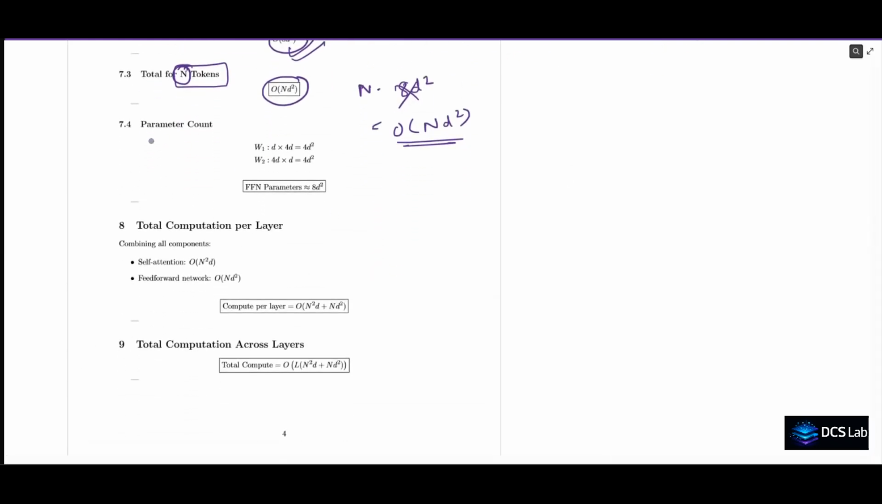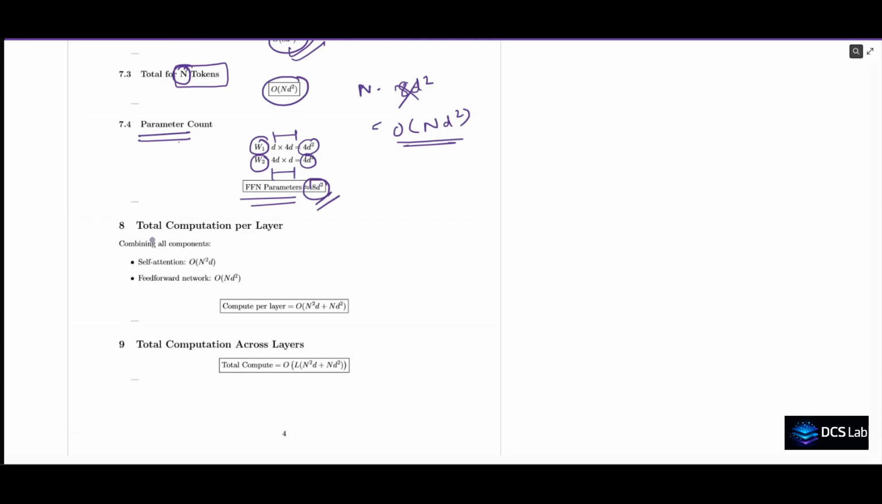So what is the parameter count now in the feed-forward neural network? We had two trainable matrices, W1 and W2. W1 had a dimension D cross 4D, W2 had a dimension 4D cross D. If you see, the total number of trainable elements here is 4d square plus 4d square, which is equal to 8d squared. These are the feed-forward neural network parameters. Again, the parameters are independent of n. There's no relationship between the number of tokens and the number of parameters.